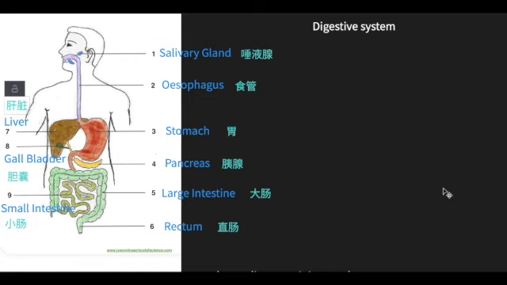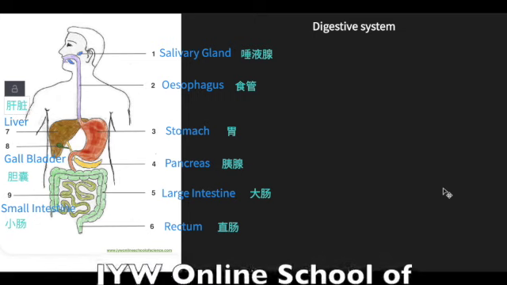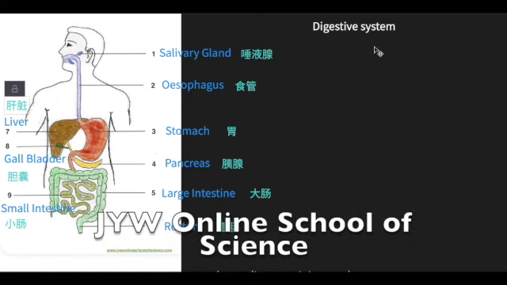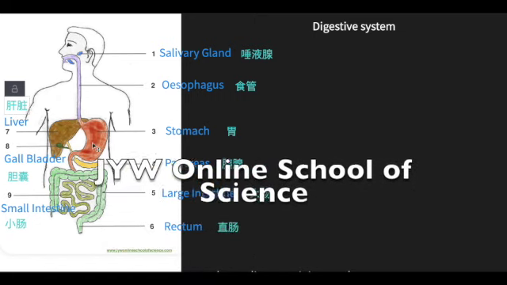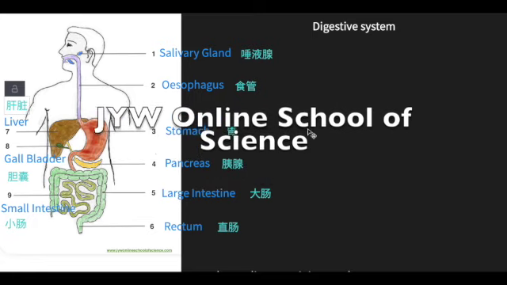So we need to recognize each organ involved in the digestive system and their jobs. What job do they do? What function do they have?